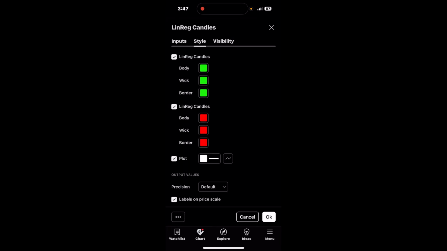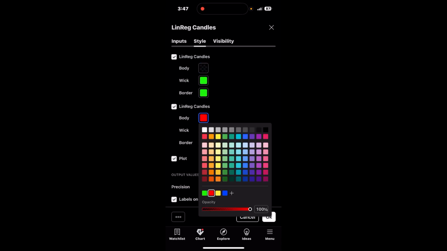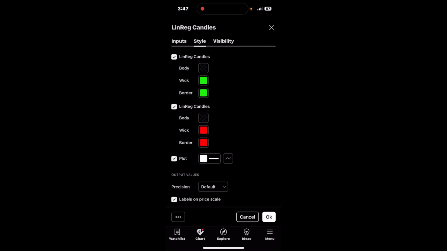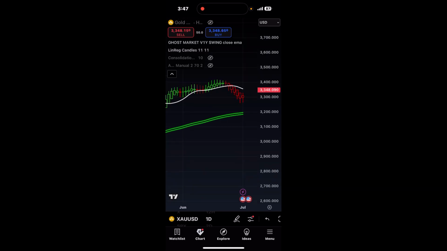For my purposes, I like doing it without the body, so I actually remove the body. It becomes a little easier to see what the candle is actually doing when you remove the body from it. But anyway, that's how I set it up.